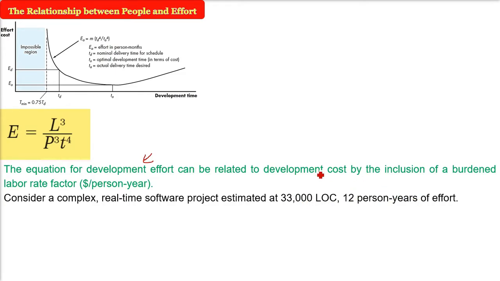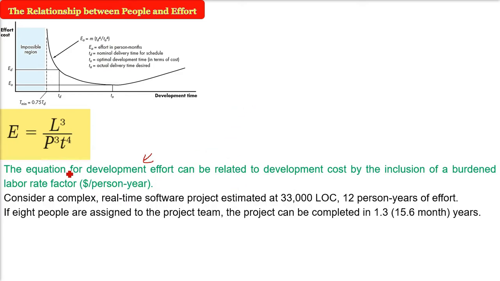The effort is 12 person-months per year. So let me just write it and put these values. I just want to show what is going on here. Effort is 12 and 33,000 is L, and we have to cube it, and P is 12,000 you are going to take here, and this time I am talking about T to the power 4. So now, when you find out the time, there will be some time that will come. Now, if I make this 12 as 8, what will be the time?